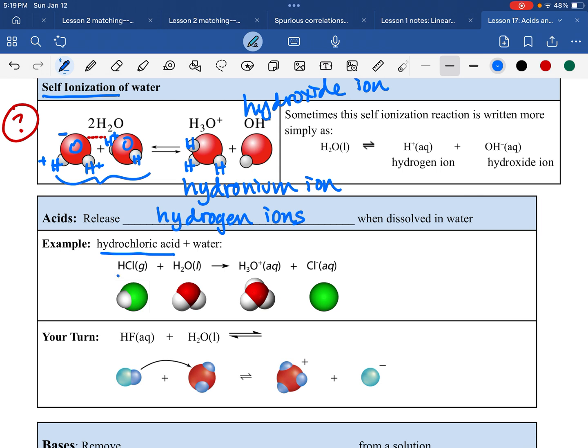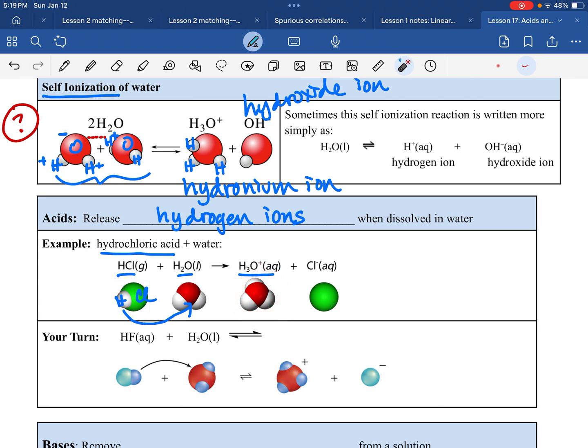Hydrochloric acid. Here it is, HCl, hydrogen and chlorine. The little guy is the hydrogen, and then the big atom is the chlorine. And then, of course, we have water. And so that hydrogen is going to pop off. It's going to release the hydrogen ion, and it's going to join the water and then become hydronium. So here we have a water molecule with an extra hydrogen atom.